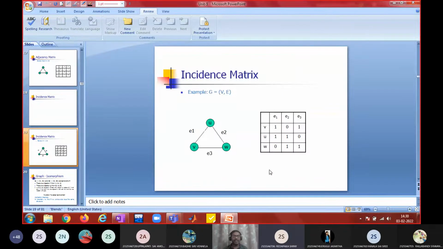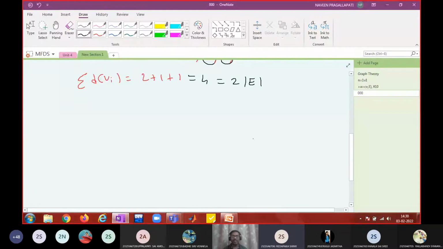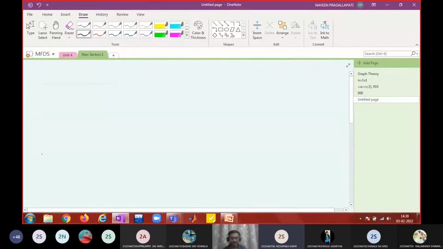Okay, so next, what is graph isomorphism? What do you mean by graph isomorphism? When do you say two graphs are isomorphic? Two graphs are isomorphic. Graph isomorphism.